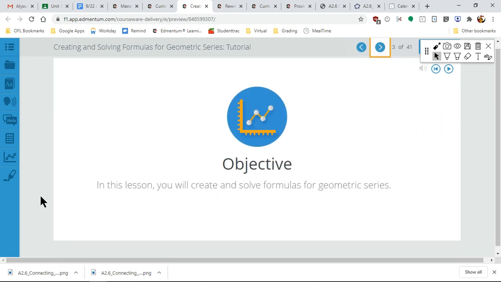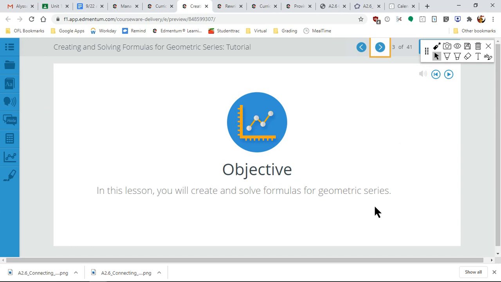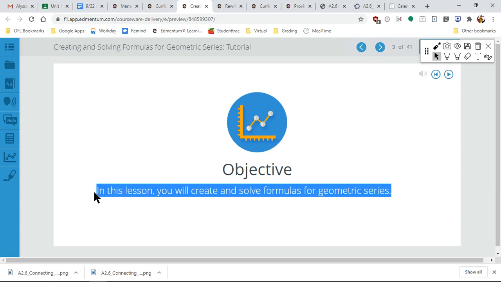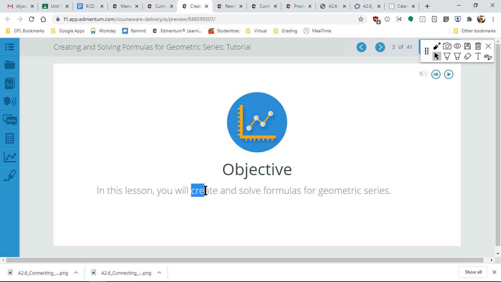So the objective in this lesson, I don't know what's up with Edmentum. They keep giving these very broad objectives. We're going to learn how to create and solve formulas for geometric series. So a geometric series is whenever something keeps getting multiplied.